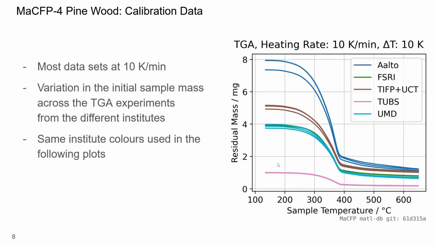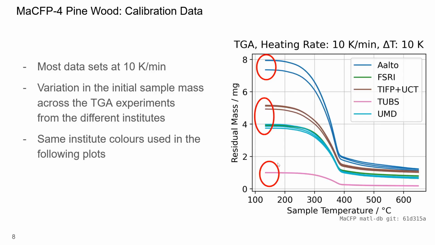Now let's have a look at some of the available TGA data in the McFP repository. I have chosen data for a heating rate of 10 Kelvin per minute, since most datasets available are for this heating rate. The main point is simply that the initial sample masses differ substantially between institutes. The data points below 120 degrees Celsius have been cut off because some datasets show an initial settling phase, presumably due to the release of moisture. The first points of each data series presented here are taken as initial mass for the following analysis.